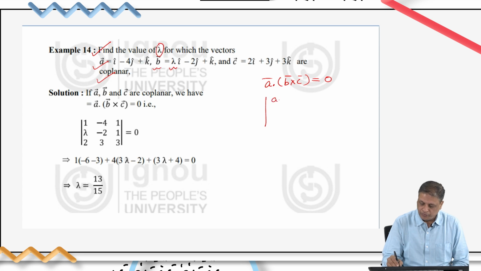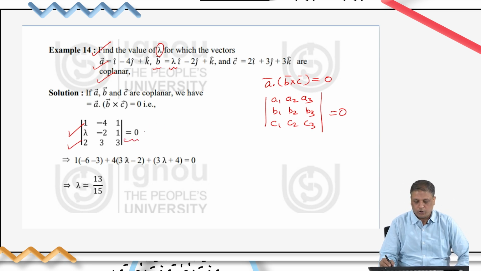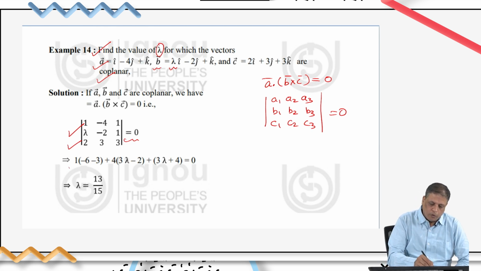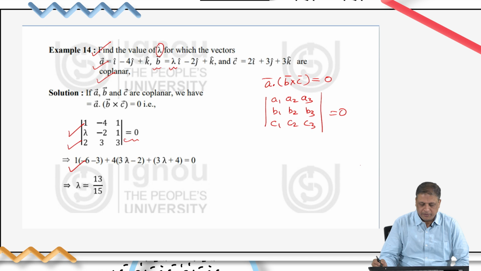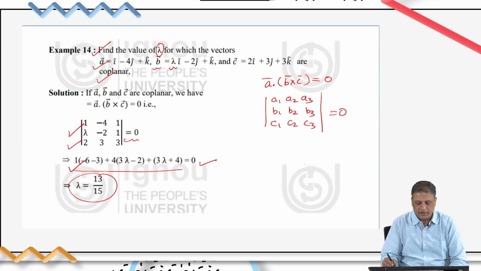And that means this determinant with rows A1, A2, A3, B1, B2, B3, C1, C2, C3 should be equal to 0. So, substituting the values of the respective coefficients of i, j, k for vectors A, B and C into this determinant and putting it equal to 0, because the scalar triple product should be equal to 0 for coplanar vectors, opening and solving the determinant, you get this expression, and after solving this expression, you will get the value of lambda to be equal to 13 by 15.